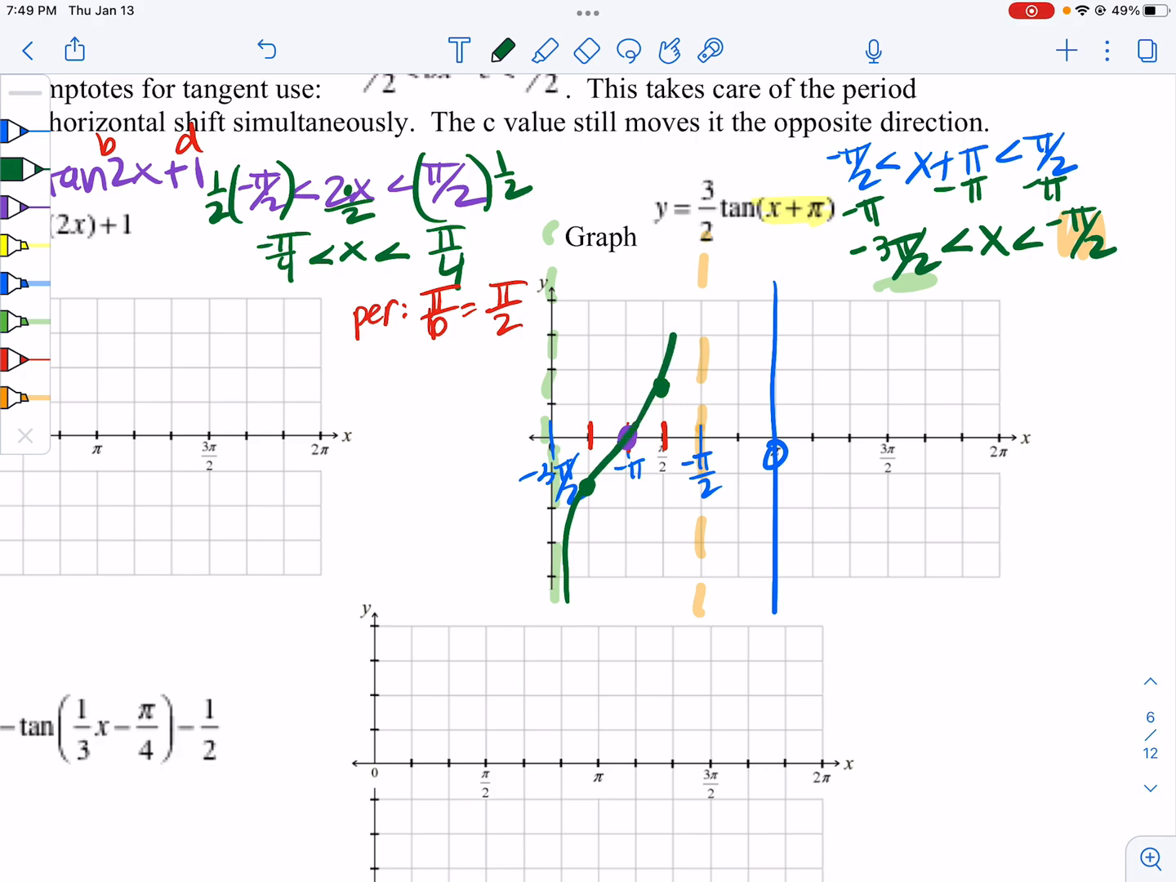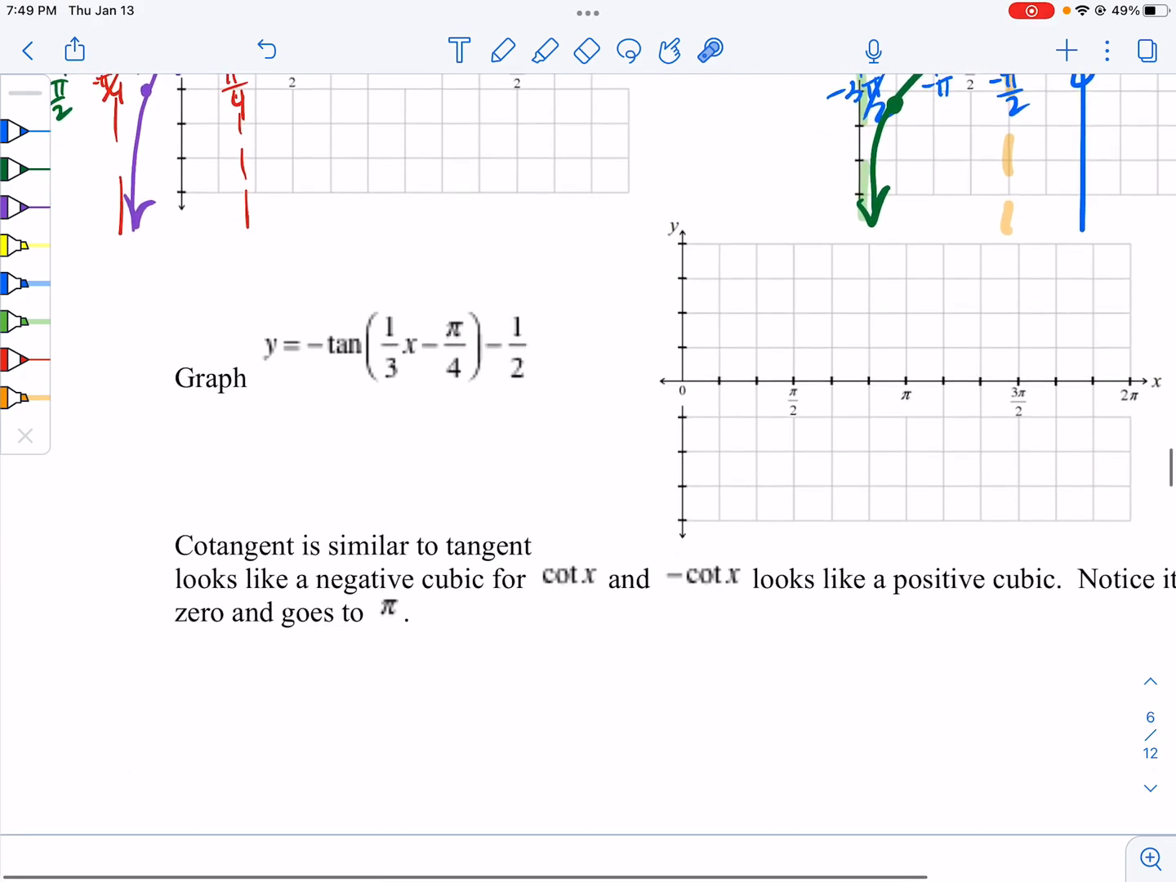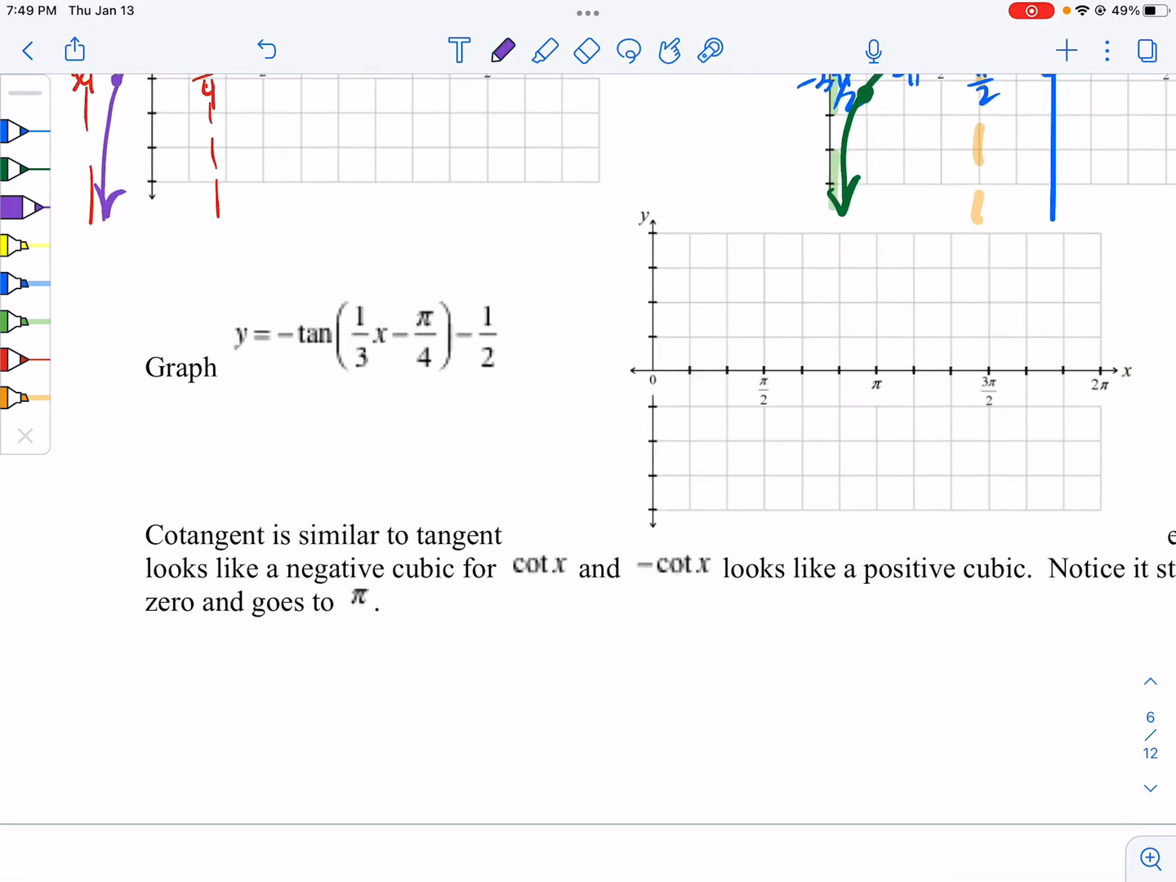And then I'm going to create that cubic-like shape and pull towards my asymptotes. Remember that this will repeat, so we're only doing one period, but it will continue to repeat. Now let's look at one where you have both a period change and a horizontal shift, or a phase shift.